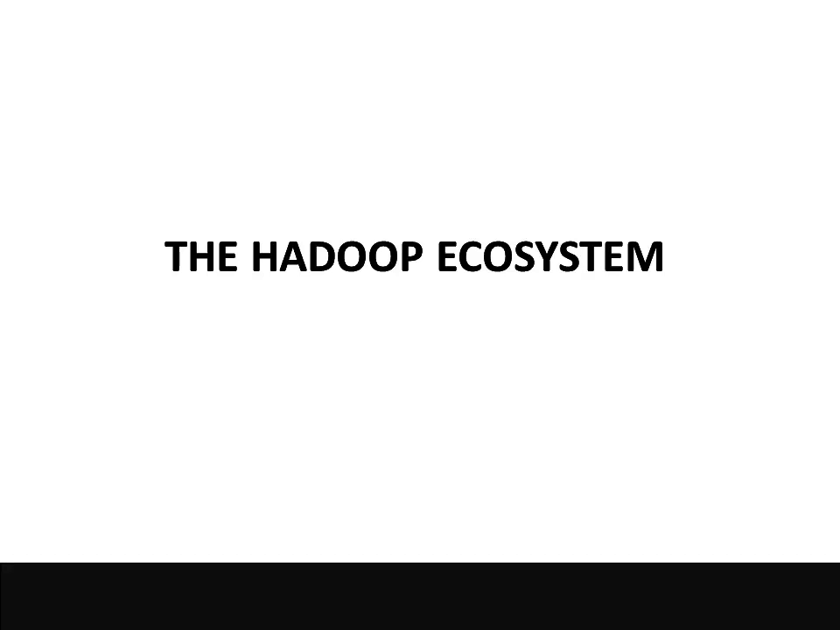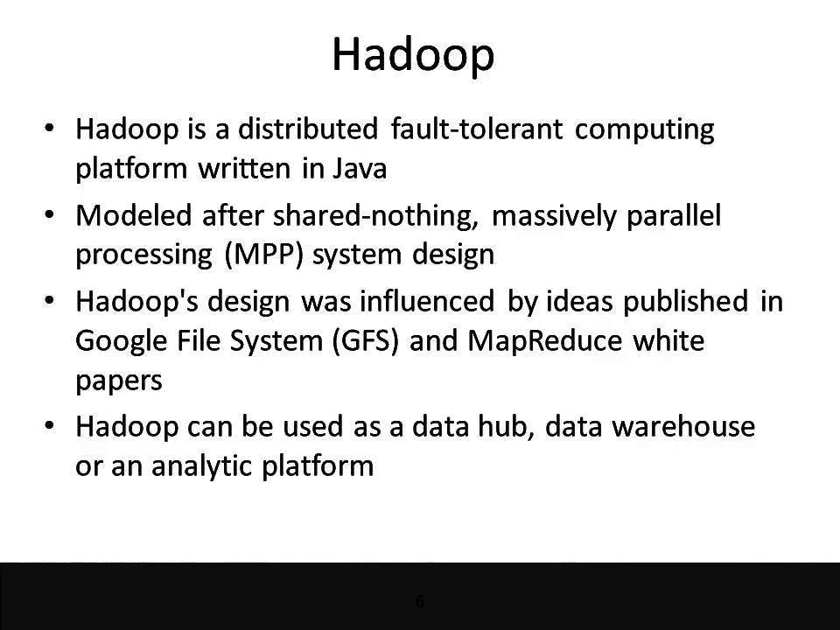So let me move into an overview of the Hadoop ecosystem. First of all, what is Hadoop? Well, Hadoop is a distributed fault-tolerant computing platform written in Java. So there's a bunch of buzzwords. There's distributed in the sense that it operates over a set of machines, not just a single machine. So it operates in a network.